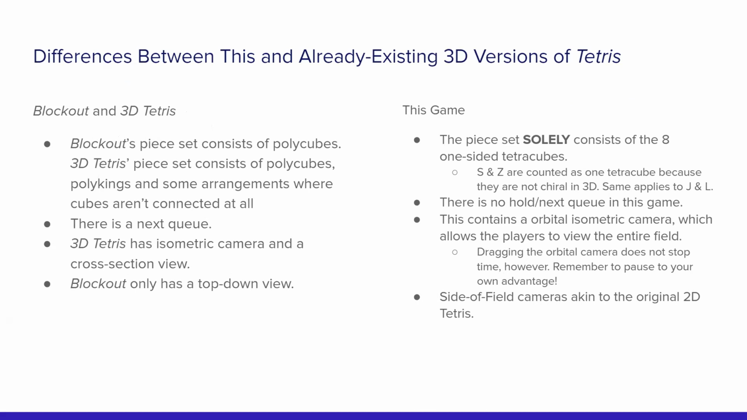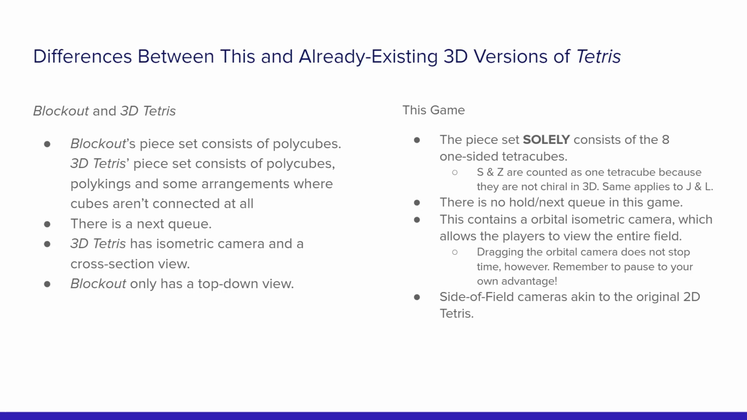For my game, the piece set solely consists of the 8 one-sided tetracubes. Note that S and Z are counted as one tetracube because they are not chiral in 3D. The same applies to J and L. There are no next or hold cubes in this game.